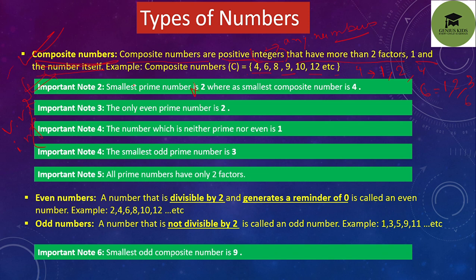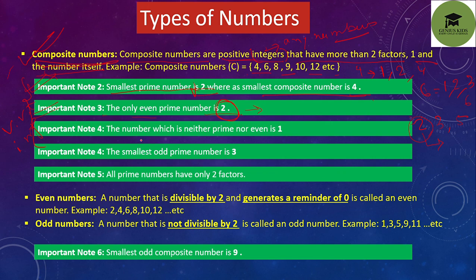What are the important things? The smallest prime number is 2, whereas the smallest composite number is 4. If you see our prime numbers, they start from 2, 3, 5. So the smallest prime number is 2 and the smallest composite number is 4. Second, very important: the only even prime number is 2. See, 2 is an even number and also a prime number, and it is the smallest even prime number.